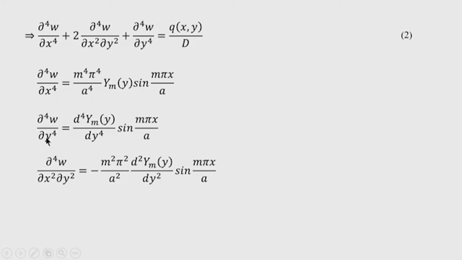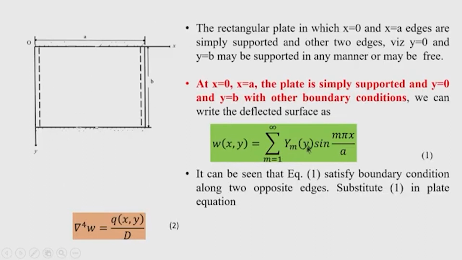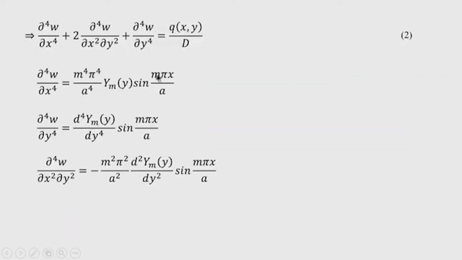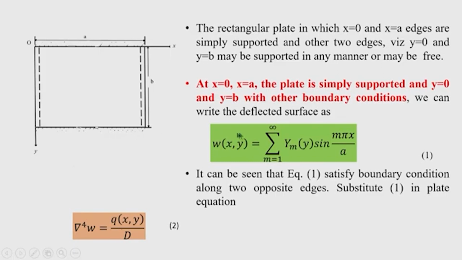Then del 4 w by del y to the power 4. Here we are taking the differentiation with respect to y. So, this quantity has to be differentiated 4 times, but this is treated as a constant, so it remains as it is. So, sin m pi x by a remains as it is, but this function is differentiated 4 times with respect to y.